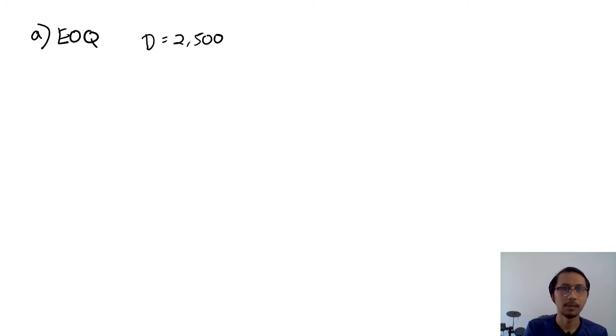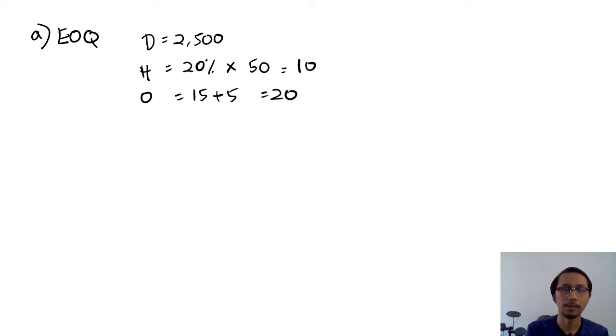Okay, now let's calculate the EOQ. As we refer to the slide just now, we have the D, which is 2,500. Your H is 20% of 50 ringgit, so it will be 10 ringgit. Then your O is equivalent to 15 plus 5, which is 20.